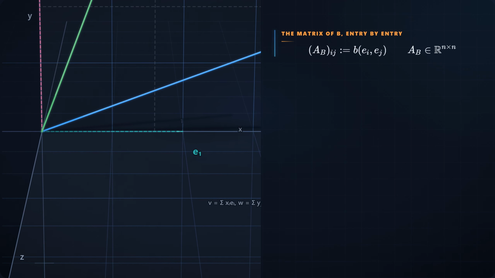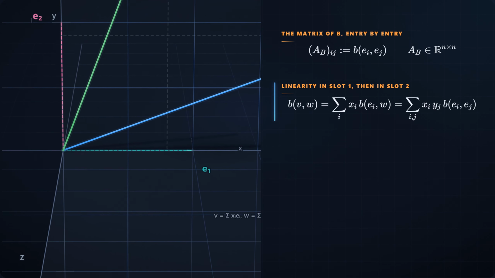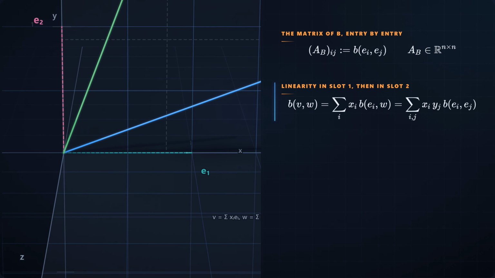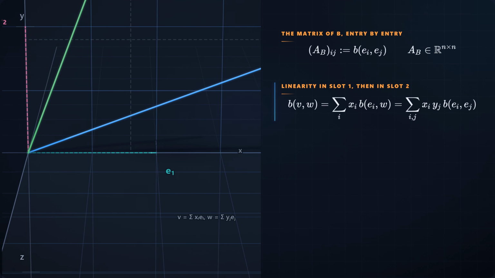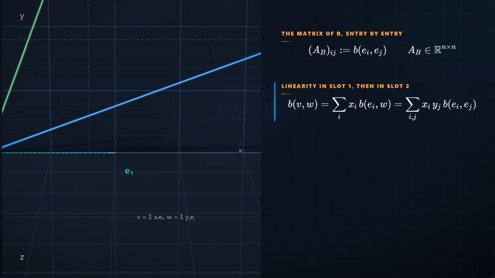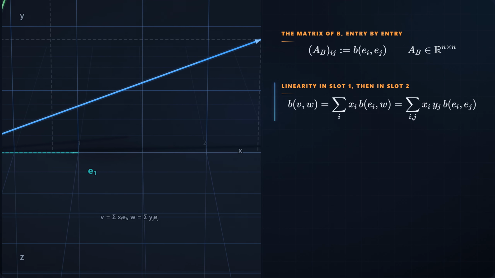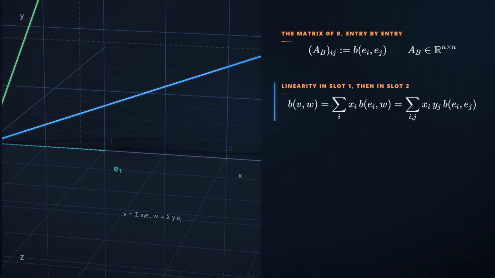You only ever need the form on the basis pairs. Define the entry in row i, column j to be B of Ei with Ej. That's an n by n matrix, and I claim it already knows the value of B on every other pair. That's a strong claim. One little table, and it reproduces B on all of the infinitely many pairs? Show me why it can't be missing something.